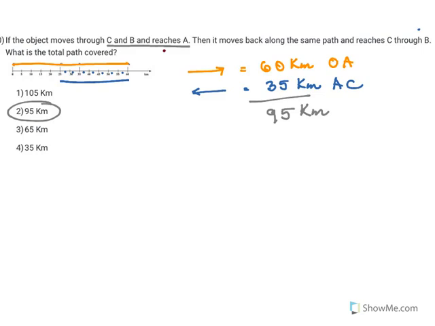However, if they asked you the displacement, then it would have been initial position, final position. This would be a displacement, the red line. So it's 1, 2, 3, 4, 5. So the displacement would be 5 into 5, and that is 25 kilometer.